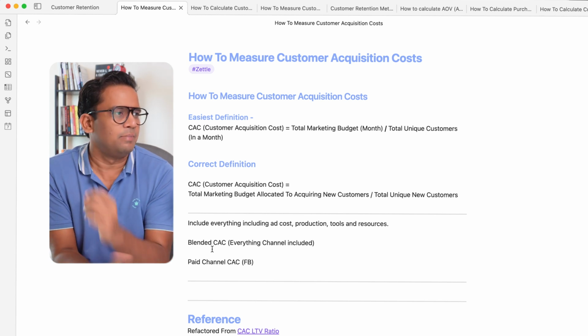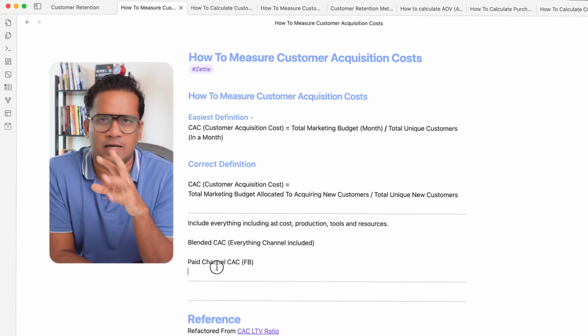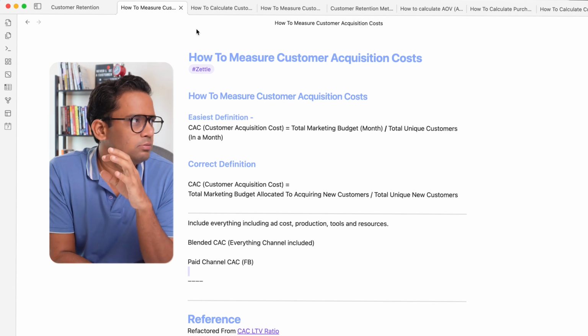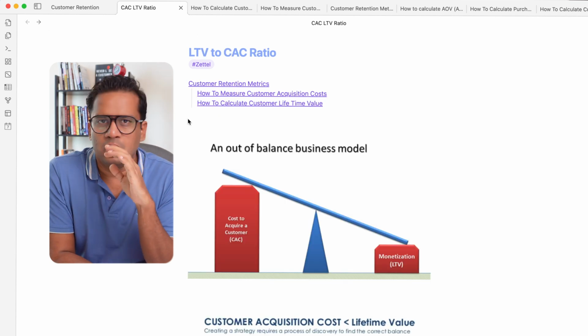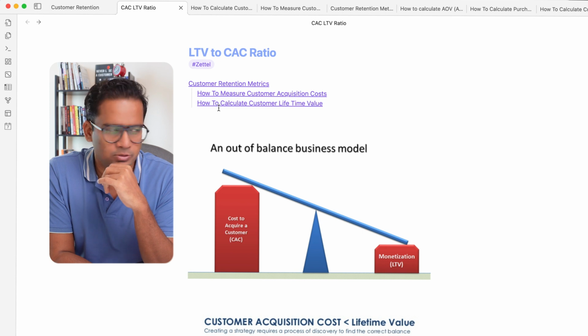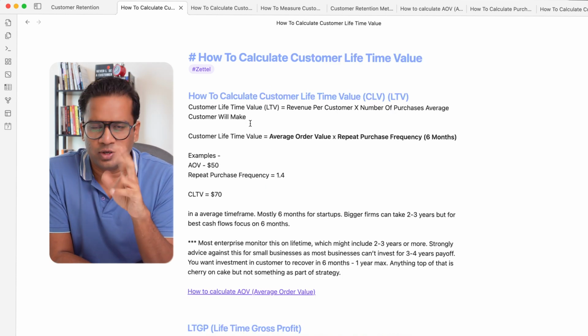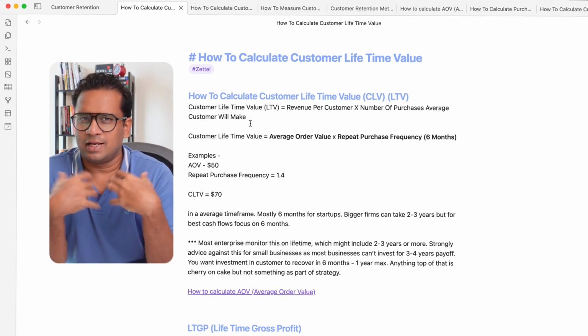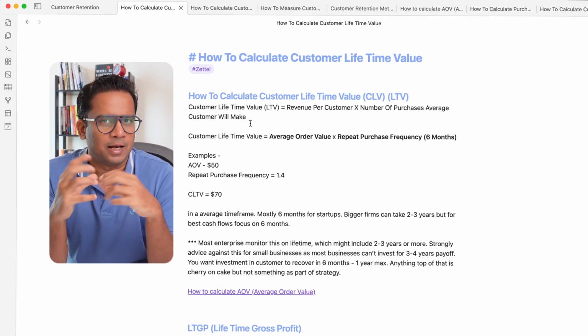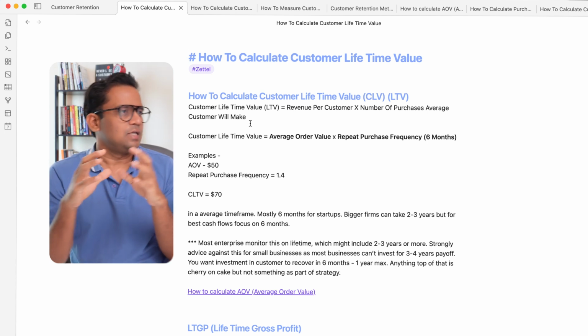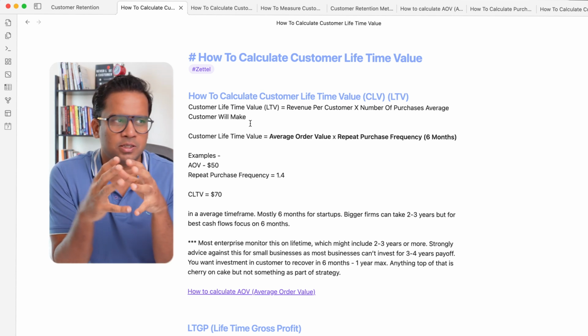So that's what you need to calculate CAC at the individual level. Next is how to calculate your customer lifetime value. In customer lifetime value, it's a little bit tricky, and everyone has their own implementation, but there are two ways to calculate it. One is your average order value times repeat purchase frequency.